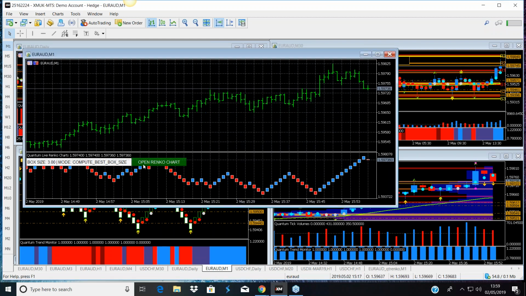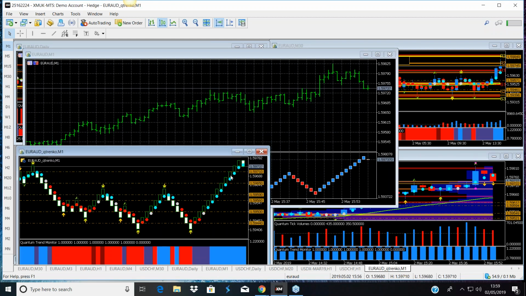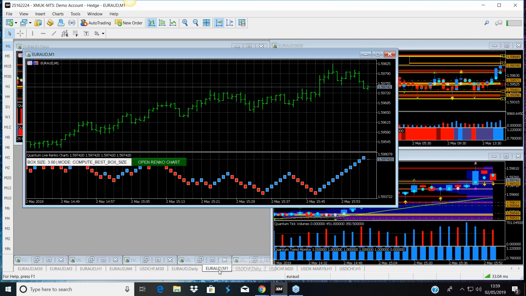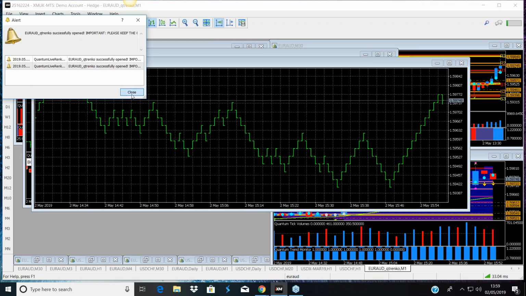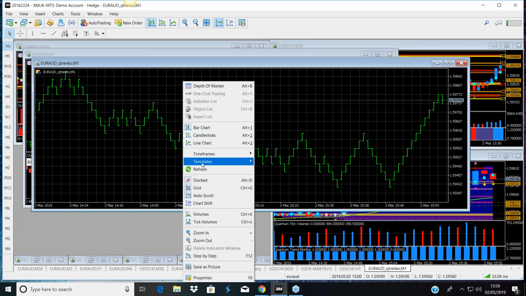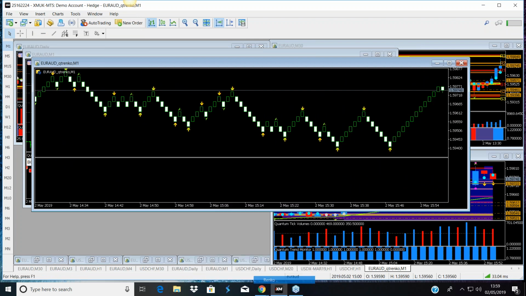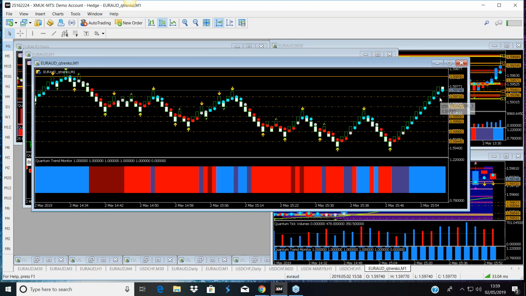So let's close that. I'm actually going to start a fresh one. No, let's keep that up. Let's move that, close that down, and move that back up. Let's just open a Renko chart. You get that, and then all you do is apply your template. I've actually got a Renko template here. There we are, and that's what we're seeing at the moment.